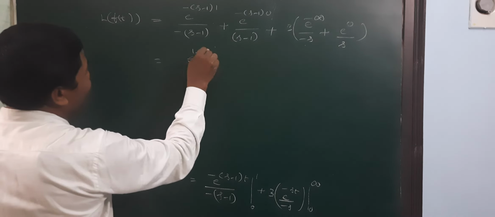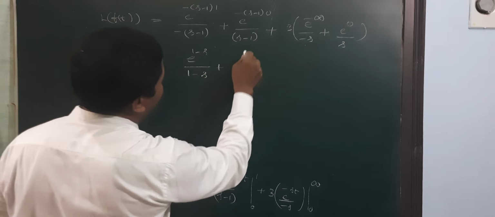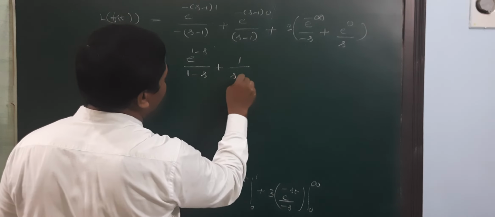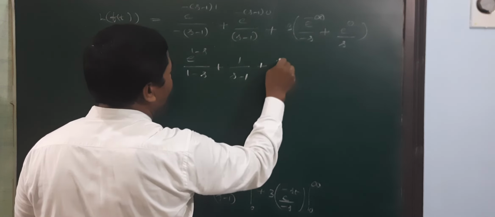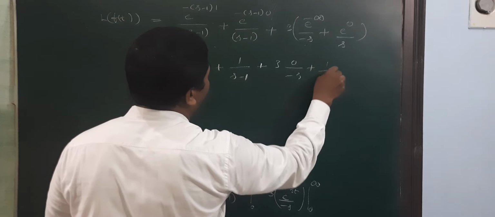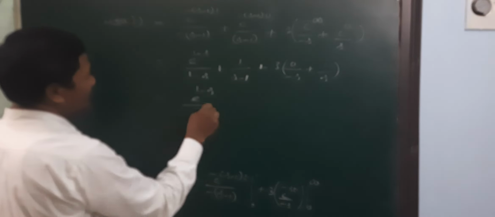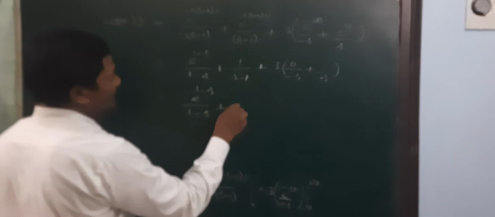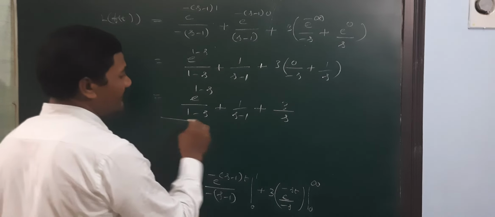So this is nothing but e power 1 minus s by 1 minus s, plus 1 by s minus 1, plus, as this becomes 0, 3 into e power minus s by s. The final value is e power 1 minus s by 1 minus s plus 1 by s minus 1 plus 3 e power minus s by s. This is the final value of our problem.